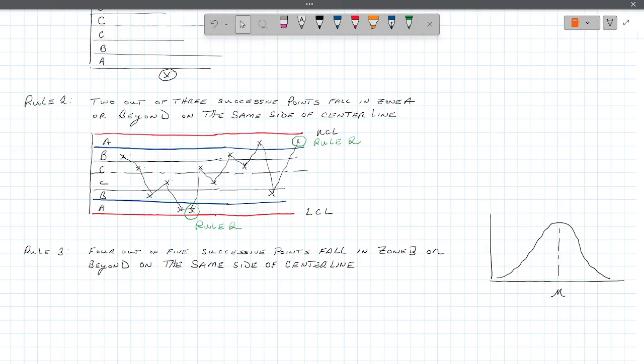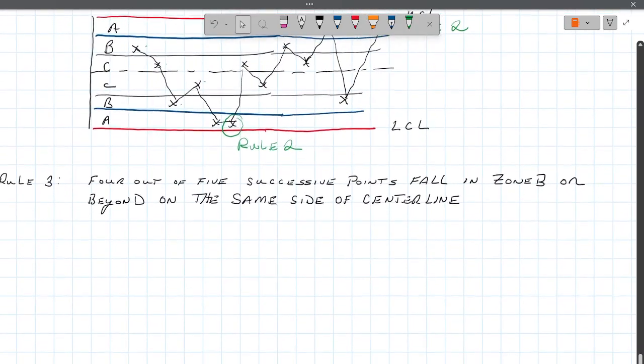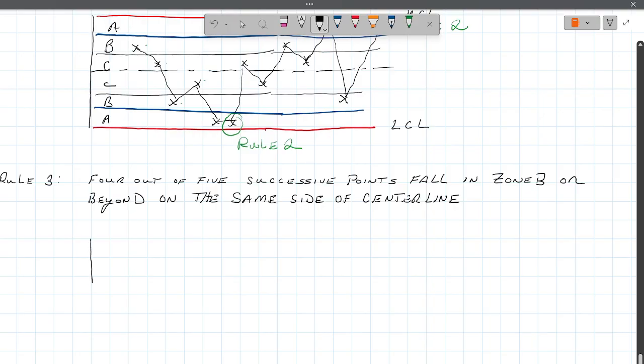Rule 3. Okay. All right. So let's do the graph for this one because it's so much fun to draw lines.